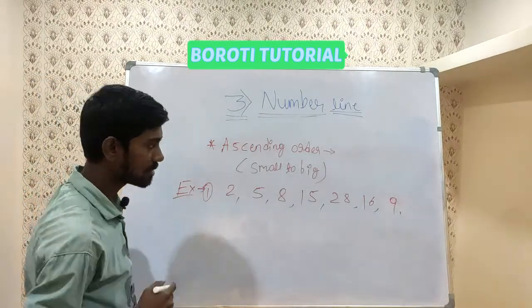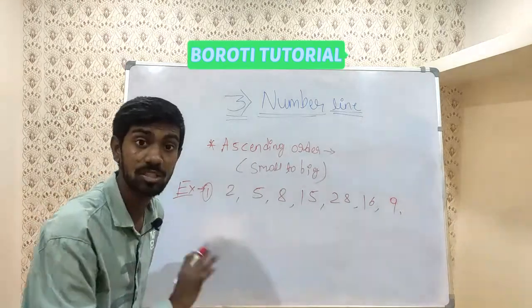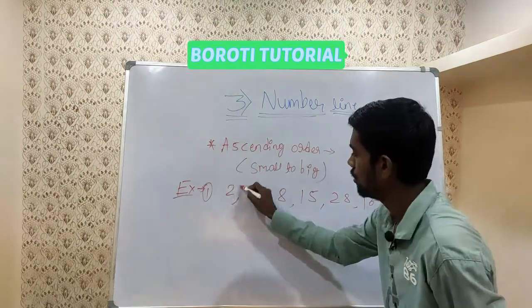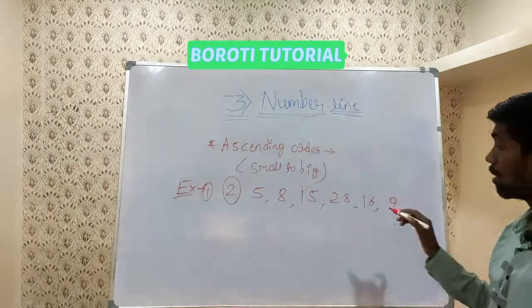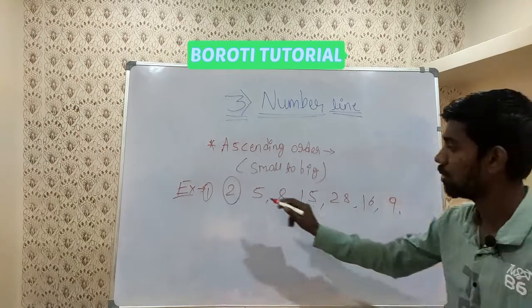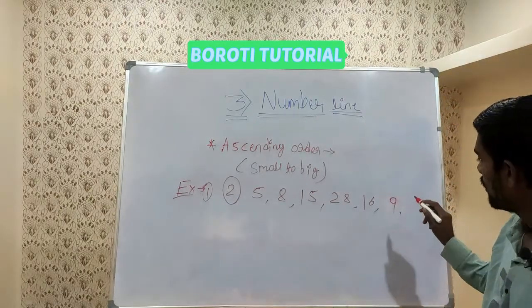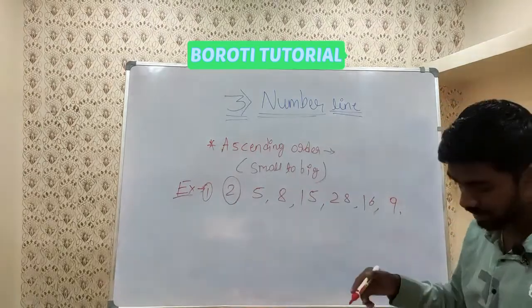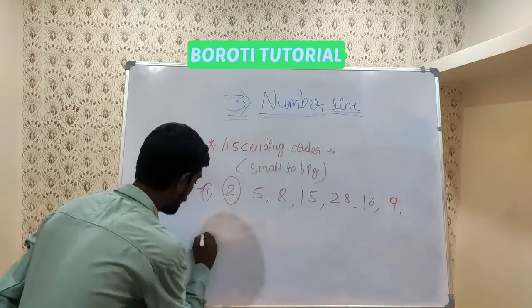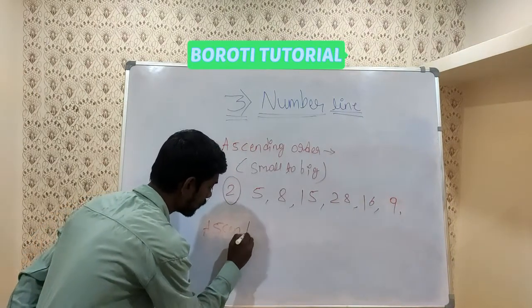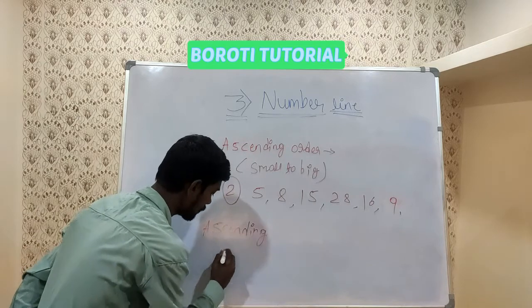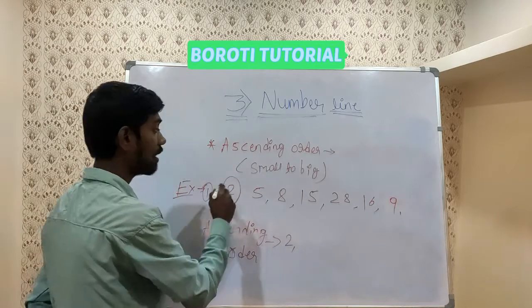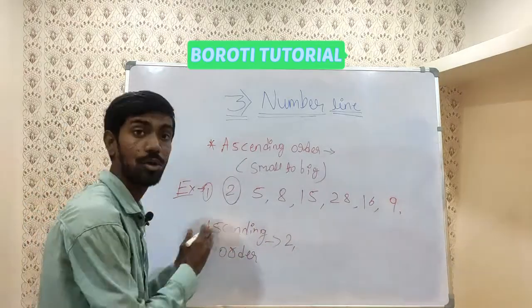Now, first you have to find which number is the very smallest. Out of all these numbers, which one is the very smallest? 2 is the smallest among all of them, because it is only a one-digit number. Out of the one-digit numbers, 9, 8, 5, 2 are there, and 2 is the smallest. That's why we take 2 first while writing in ascending order. While writing ascending order, you have to write from small to big.